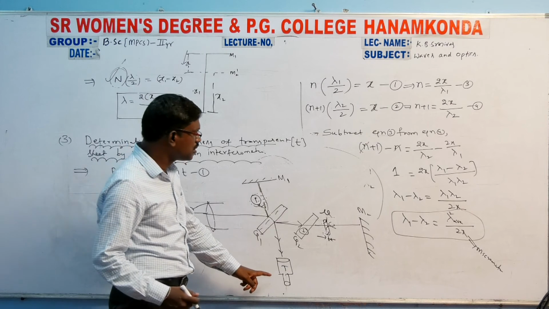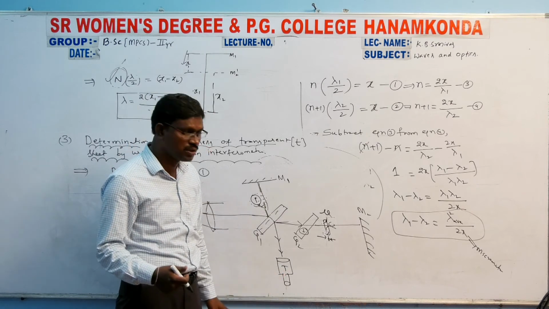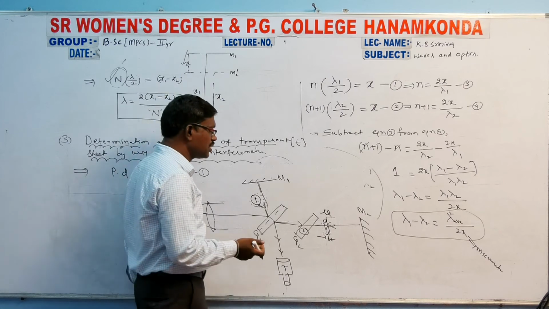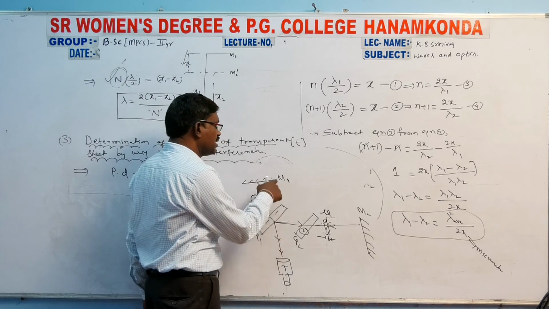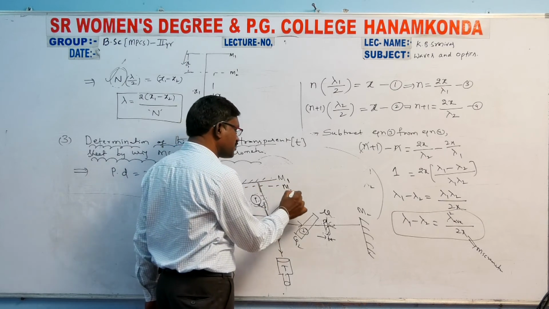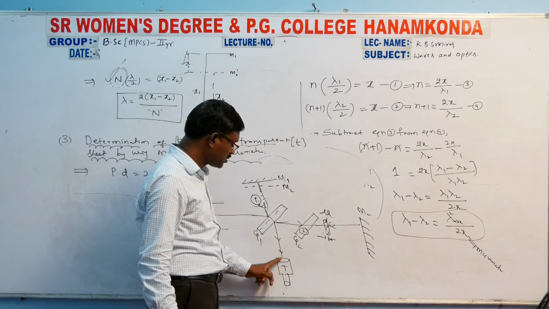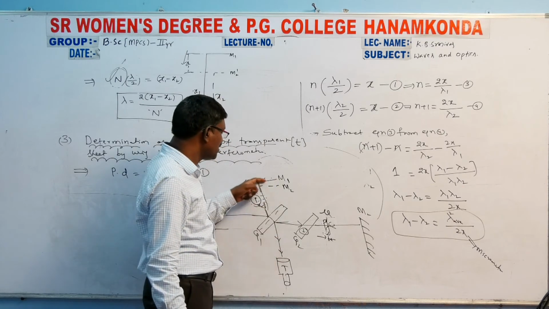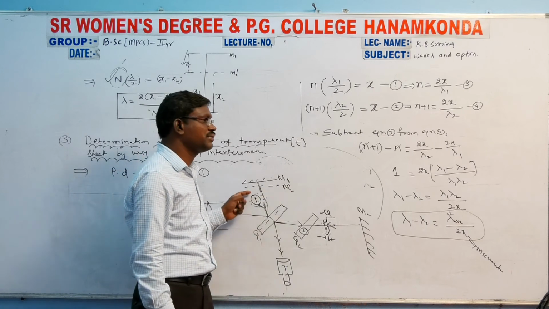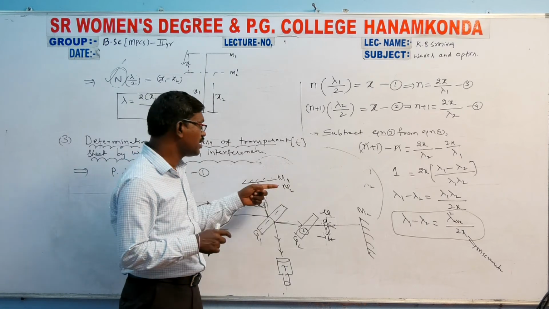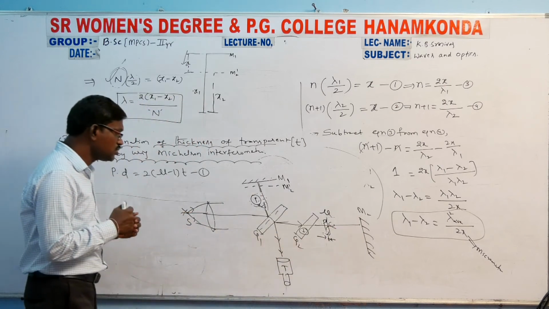If you are watching the interference fringe pattern through this telescope, you can observe the reflected rays, that is ray 1 and ray 2, are coming from M1 and M2 dash instead of coming from M1 and M2. So the two rays appear to be coming from the M1 mirror and the M2 dash mirror. What is the M2 dash mirror? That is the virtual image of this M2 mirror. Is that clear?